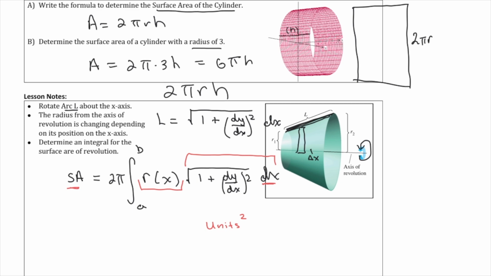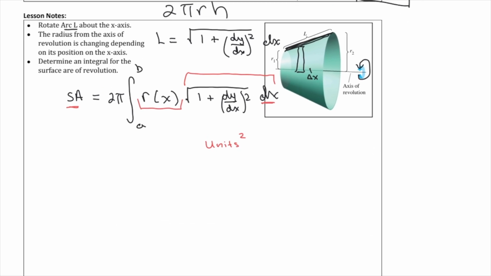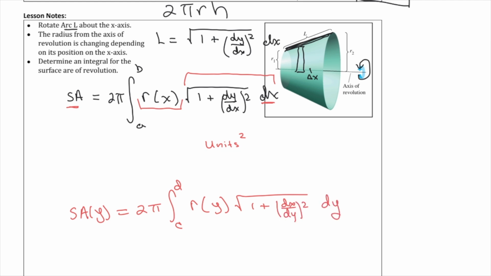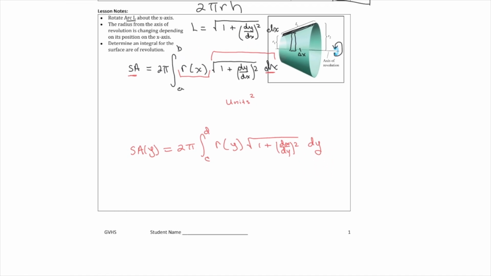Now, if we revolve about the y-axis, the formula is going to be very similar. Your surface area with respect to y is going to be 2 pi integral from c to d, the radius from the axis of revolution with respect to y, and then the square root of 1 plus your dx dy, quantity squared dy. So if you cut it on the y-axis, use y values. If you're cutting on the x-axis, use your x values.